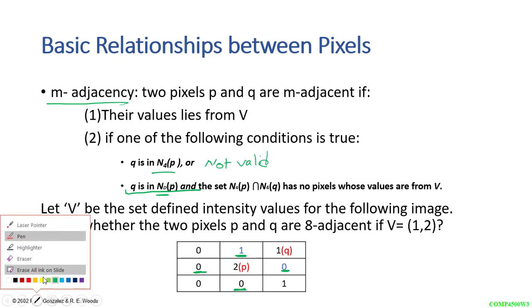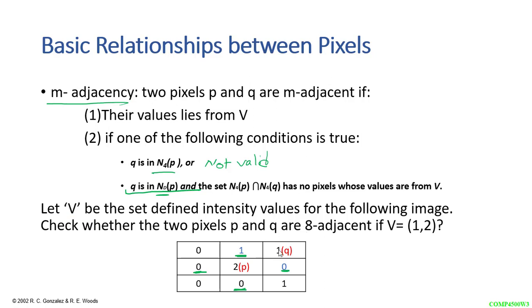I will change ND of P to yellow. ND of P is this pixel, this pixel, this pixel, and this pixel. Remember, ND of P will form a diagonal. Yes, so Q is part of ND of P, and then the intersection of N4 of P.